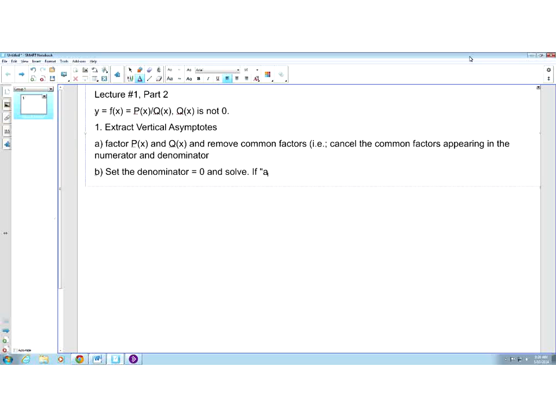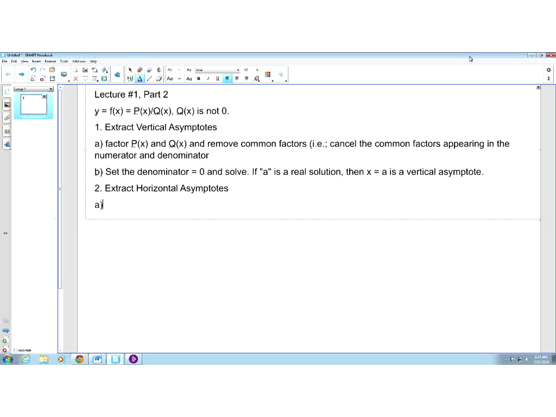If a is a real solution, not complex, we're not dealing with complex numbers in this class. So if a is a real solution, then x equals a is a vertical asymptote. So that's the first thing we want to hunt for when we're graphing rational functions. The second thing we want to look for are horizontal asymptotes. So we want to extract horizontal asymptotes.